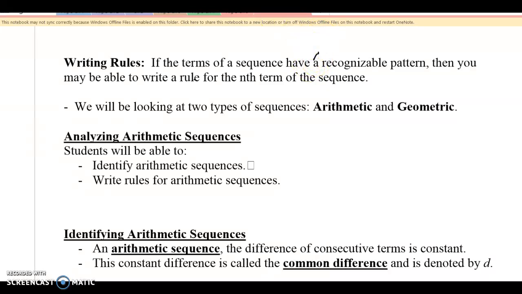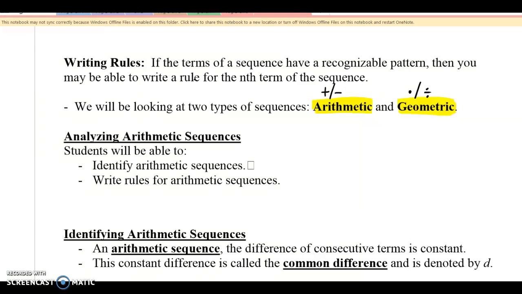So there's two specific types of sequences that we are going to be working with. Those two types of sequences are called arithmetic, if I can get my highlighter, and geometric. I know it looks like arithmetic, but when you're talking about sequences, it's called an arithmetic sequence. An arithmetic sequence deals with addition and subtraction. A geometric sequence deals with multiplication and division. So, if you are adding and subtracting by the same amount each time, it is an arithmetic sequence.